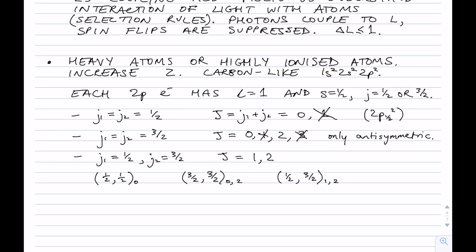If we count that one, how many states does this represent? Well, J equals 0, the total J equals 0, so it only has one state, M equals 0. So the degeneracy of this state is 1. That's what that G means.